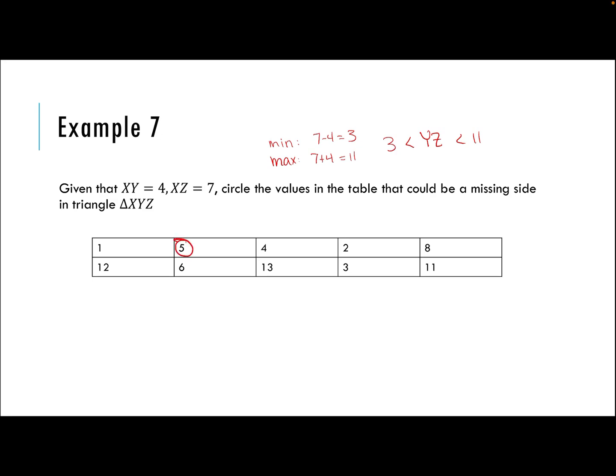So that's going to mean we get 5, 4, 6, and 8. And we exclude 1, 12, 2, 13, 3, and 11. So there are 4 possible side lengths there. And again, decimals are included. You could have 5.5 or 4.5, but we're just going on integers because that makes this easier to understand.